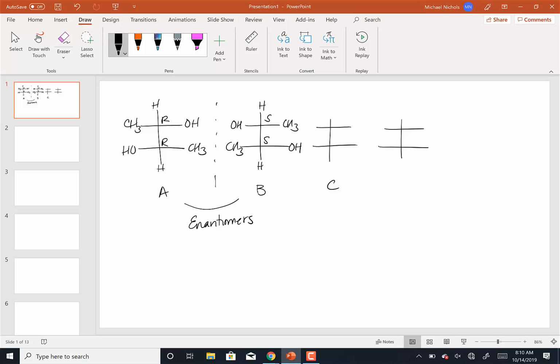Somebody give me their structure other than A and B. Okay. Okay. That's different. That's a new structure. And then what about D then? For D, what would I write? Let's just go ahead and write the mirror image. So there would be a CH3, CH3, H, H, OH, and OH.